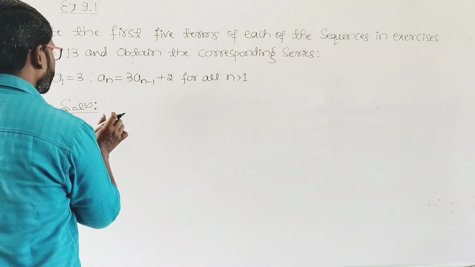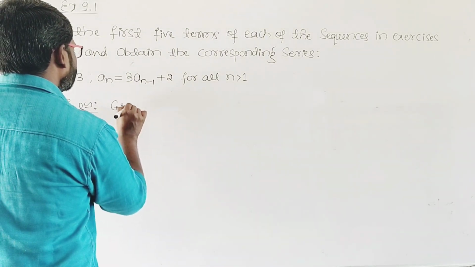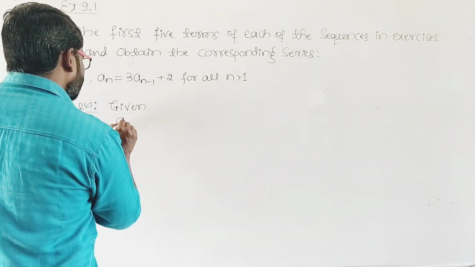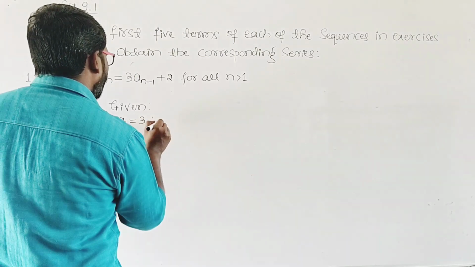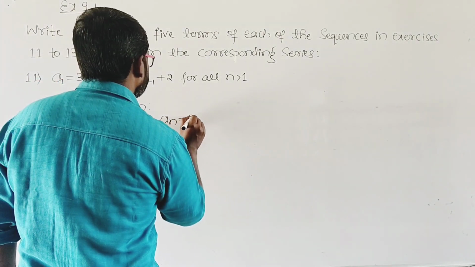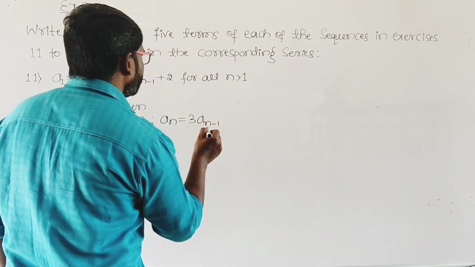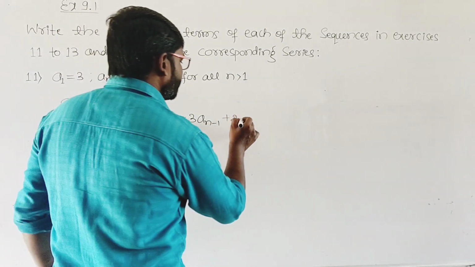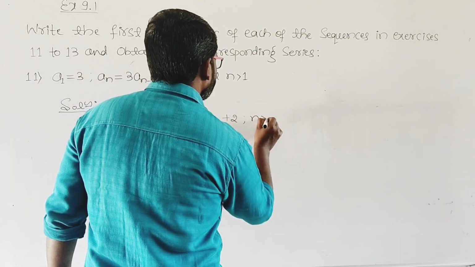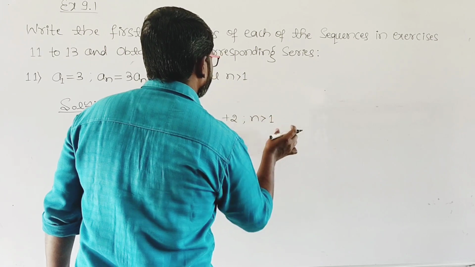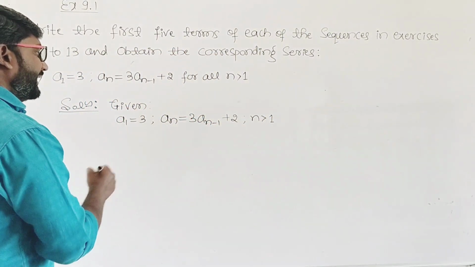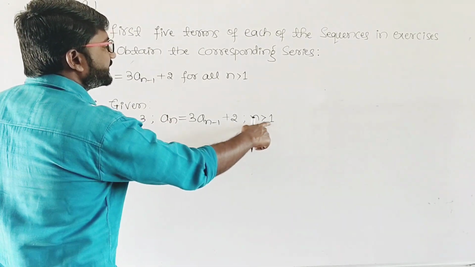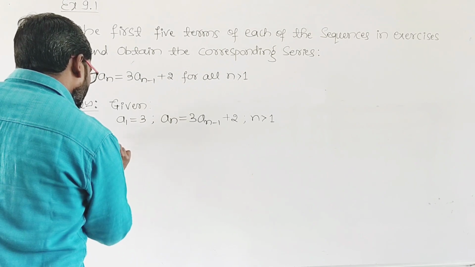So here given a1 which is equal to 3 and then an which is equal to 3 times an minus 1 plus 2, for all n greater than 1. So here n must be greater than 1. So now I'll go for a2. He has given the value of a1. Let us find a2 because n must be greater than 1.